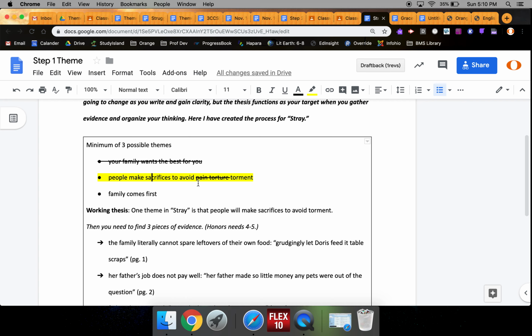And with number 2, I played around with words, and even these words are going to change. I still don't love it, and I'm going to trust the process. So I decide people make sacrifices to avoid torment. And then I create my working thesis where I restate the name of the story and I restate the literary word that I'm using. And I come up with one theme in Stray is that people will make sacrifices to avoid torment. The next step is to go into the literature and find 3 pieces of evidence.